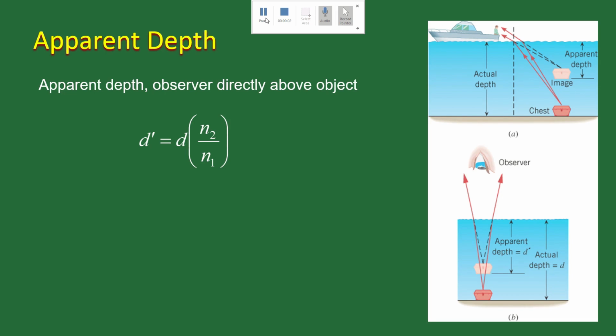Okay, let's start our lecture with apparent depth. So what is apparent depth? When you look at an object that is inside water, the rays that go from water to your eyes are bent when they go from water to air.